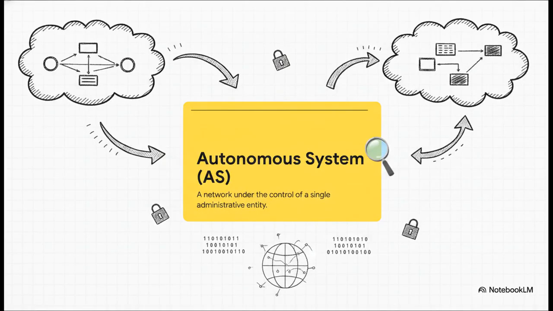Now, to really grasp how BGP pulls this off, we first need to define what an autonomous system, or AS, actually is. Think of an autonomous system like a giant, unified network that's completely under the control of a single administrative entity, like a major internet service provider or a massive tech company. Now, here is the absolutely crucial point. BGP was not built to route traffic within one of these autonomous systems. It's a path vector protocol designed specifically to route between different autonomous systems. Each AS gets assigned a 16-bit number, ranging anywhere from 1 to 65,535, just to uniquely identify it on the global stage.